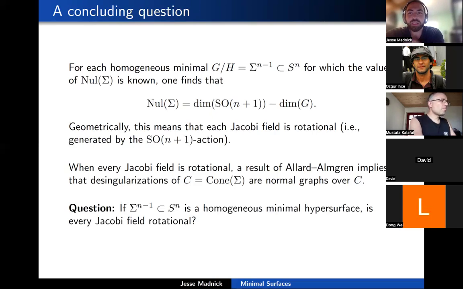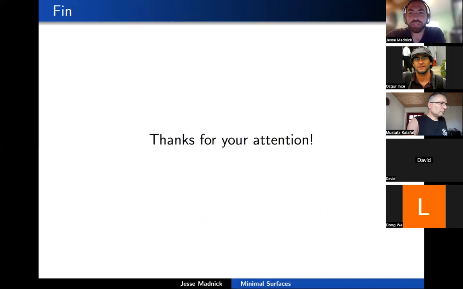Anyway, so the question poses itself: if sigma is a homogeneous minimal hypersurface, or more generally isoparametric, I guess you could ask. Yeah, you could still ask that for isoparametric. Is it the case that every Jacobi field is rotational? I don't know. It's sort of an interesting thing to wonder about. So I'll leave it at that.